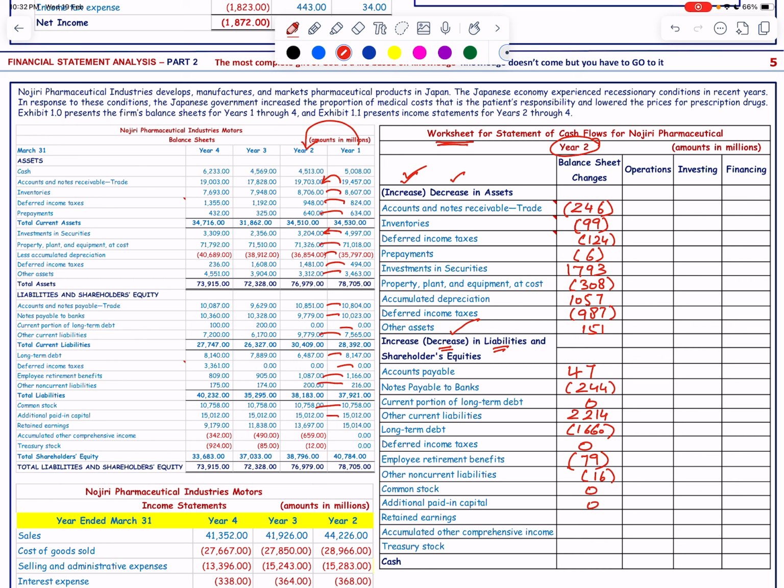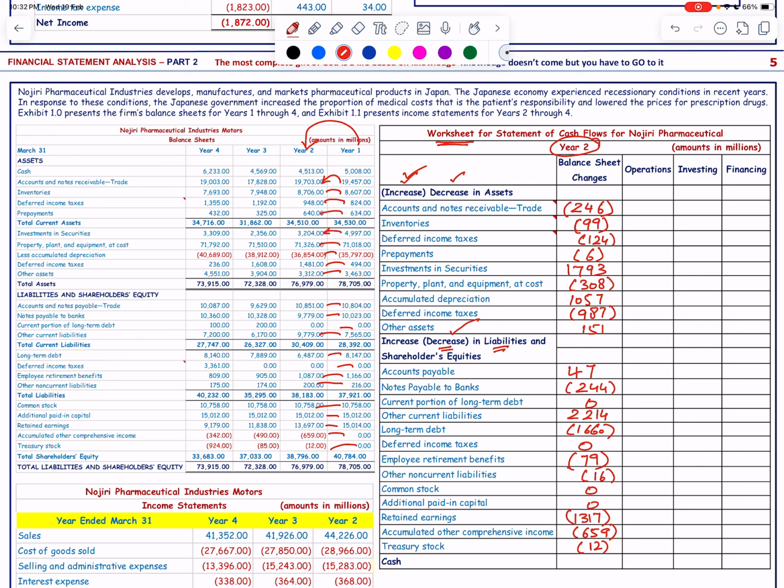Then we look into the retained earning. For the retained earning, there is a decrease of 1317. This is with the equity, so we put it in brackets. Then we have accumulated other comprehensive income. You can see it is decrease or increase of 659. Then we have the treasury stock, and the treasury stock again is negative or in bracket by 12.